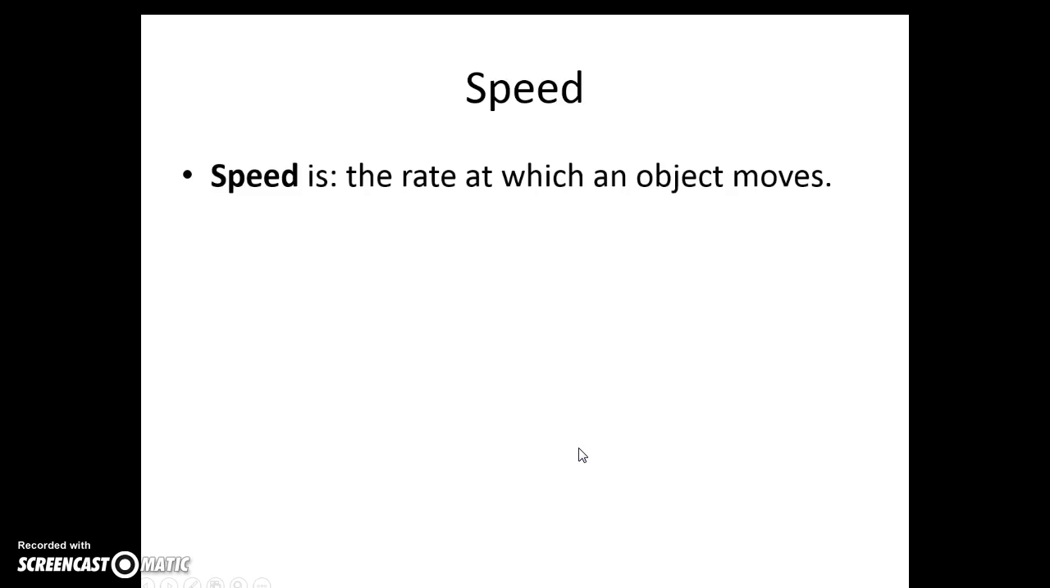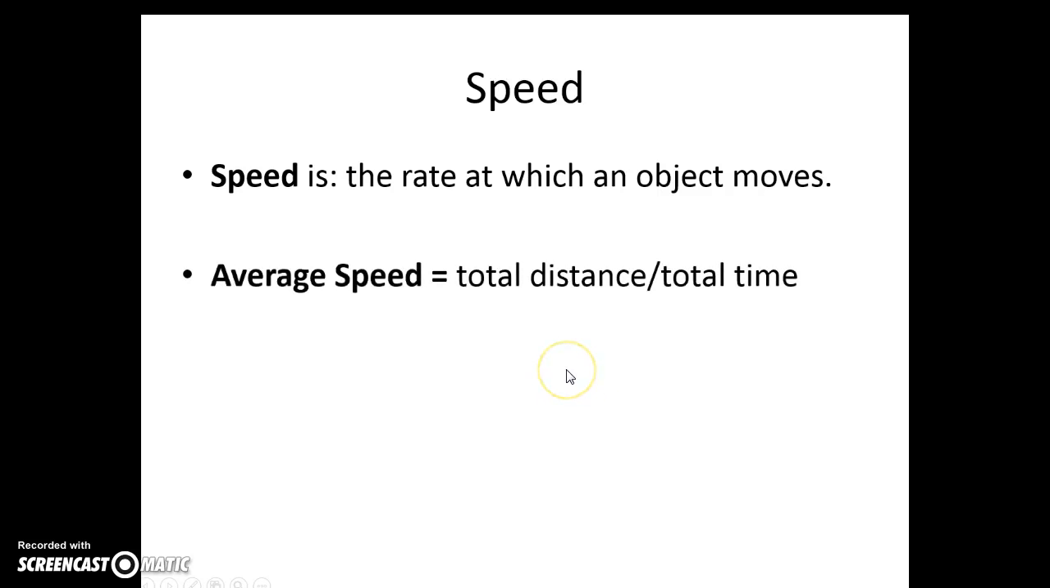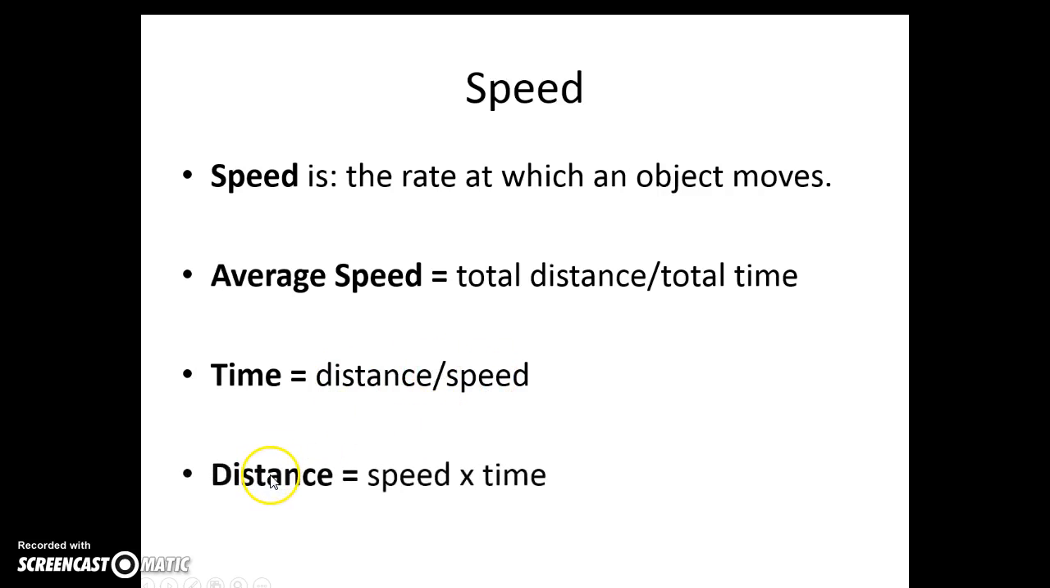We would define speed as the rate at which an object moves, or the rate at which it travels from one spot to another. There are three formulas that are related to speed that you're going to need to be able to use. The formula for average speed, or just speed, is total distance divided by total time. We would call that speed equals distance divided by time. We can rearrange this formula to find either distance or time for an answer. In this case, to find time for an answer, our formula is distance divided by speed.